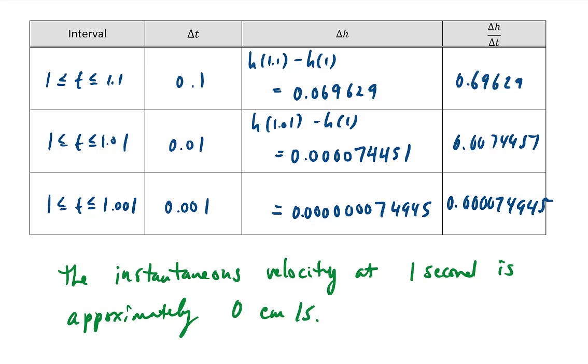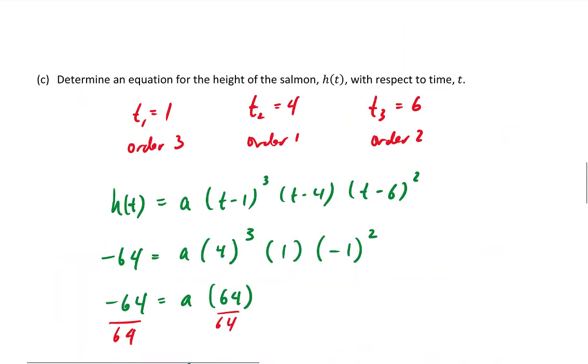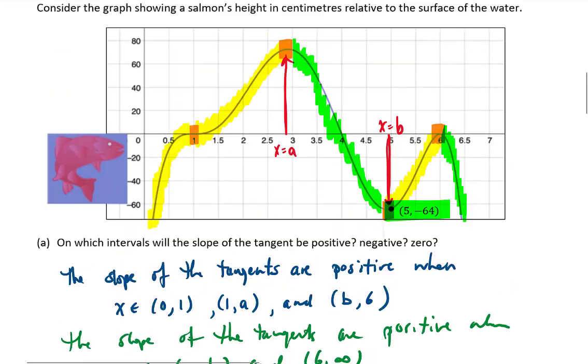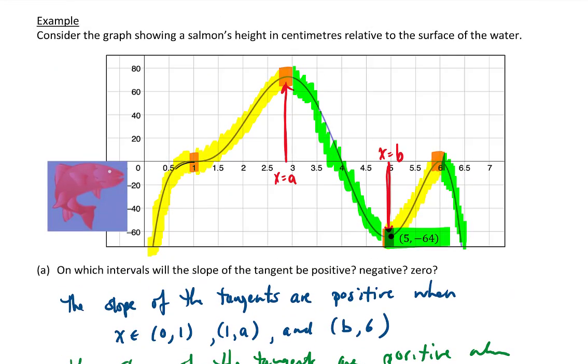So again, the instantaneous velocity at 1 second is approximately 0 centimeters per second. And we can verify this from our graph. From our graph, we can see at x equals 1 that the slope of the tangents will approach 0 as we get closer and closer to 1.